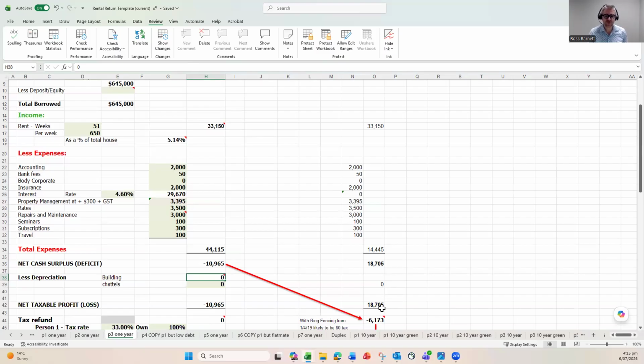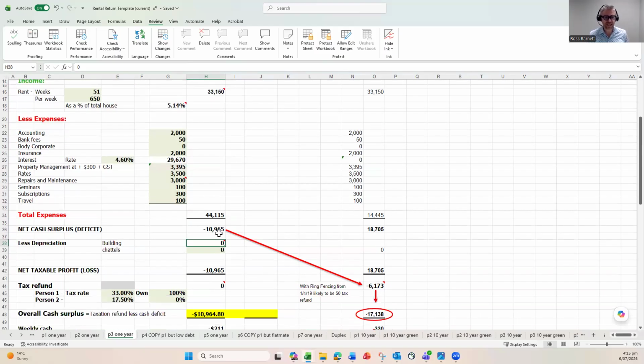If we're at the 33% tax rate, we'd have to pay about $6,000 of tax on that fake profit. It doesn't really exist. We're not really making money, but we're still having to pay tax on it. So we'd be looking at an $11,000 cash loss plus paying 6,000 tax. You'd be overall losing about 17,000 of cash a year, which is obviously a large amount that's going to put a huge strain on most property investors.